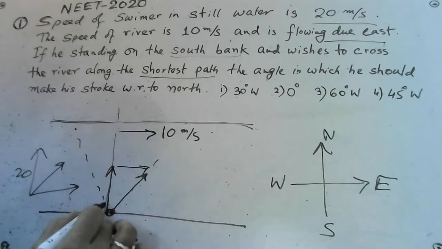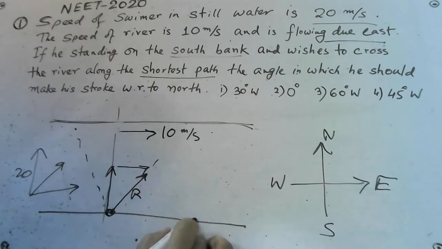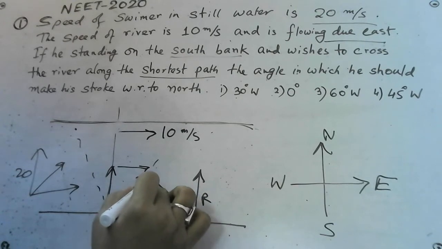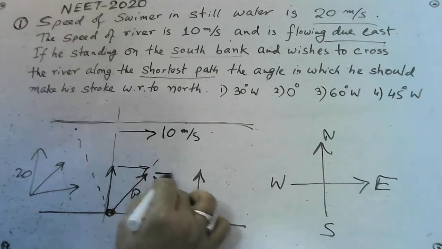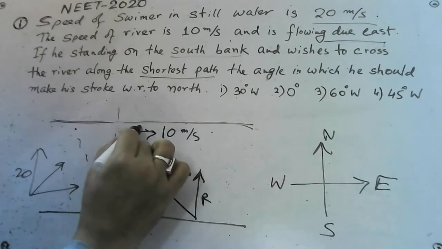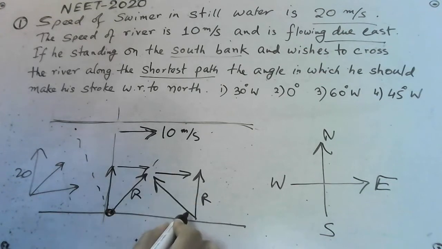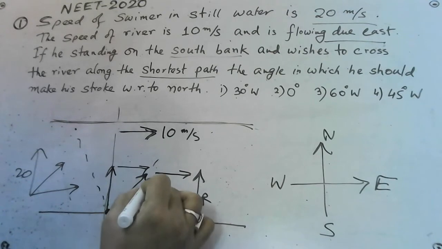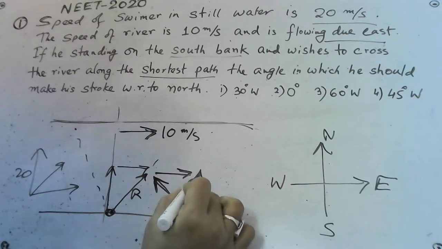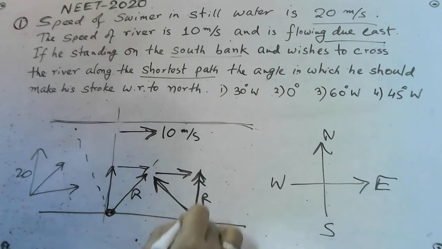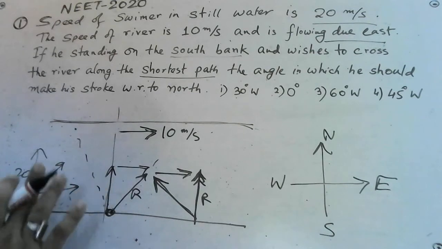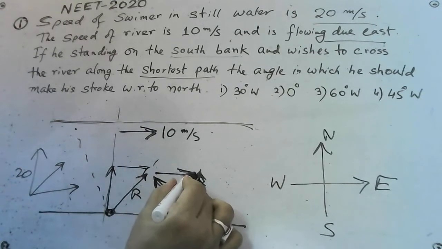To ensure that his resultant is in this direction, he should swim in this direction so that the river pushes him in this direction. The river always pushes him in the east direction, and he should swim in this direction so that the resultant of these two vectors is this vector. The resultant vector we write with a double head arrow. So this is the resultant. Now the solution is like this.